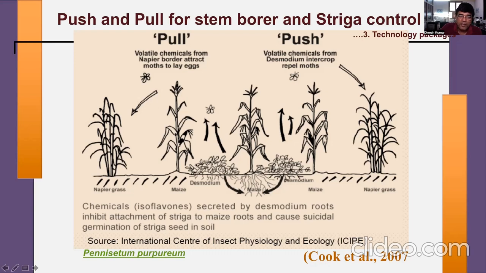Similarly, striga. What happens? The Desmodium roots will release certain volatile compounds or certain chemicals. Those will kill the germinating striga plant. So therefore, you can see the weed is controlled, the insect is controlled, and this practice is quite common in Kenya and some African countries. You can browse it, you will find more than 10,000 pages on this push and pull for stem borer and striga control.